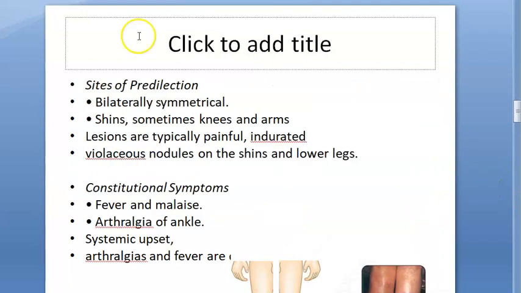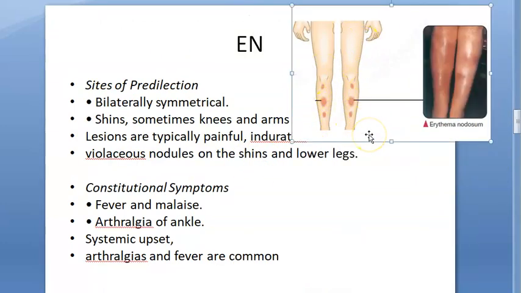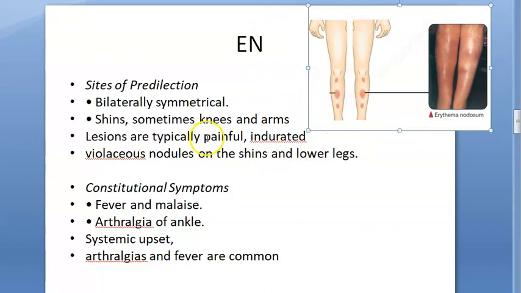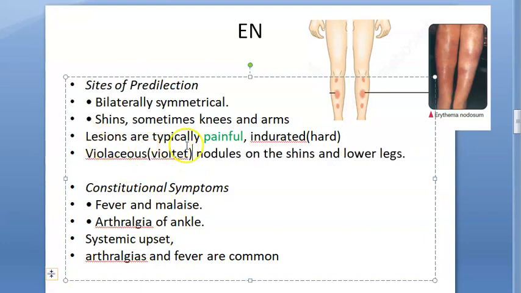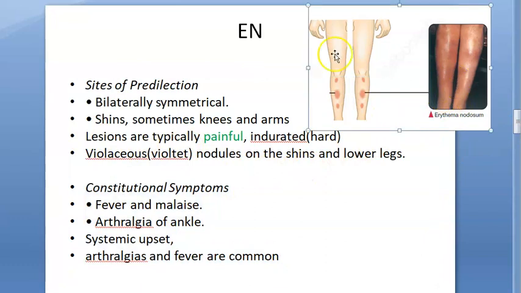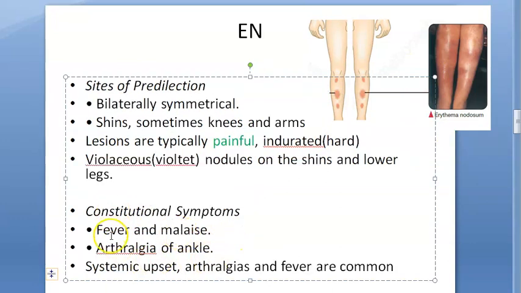This is their morphology. Now, where does it happen? Usually it is bilaterally symmetric. It will be on the shin, shin means tibia, and knees, arms also it can happen. And these are painful. Indurated means hardened. Violaceous means violet colored. Violet colored nodules over shin and lower legs. And what will be the constitutional symptoms? They'll have fever, malaise, arthralgia of the ankle.